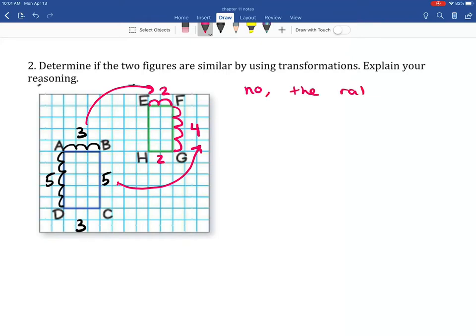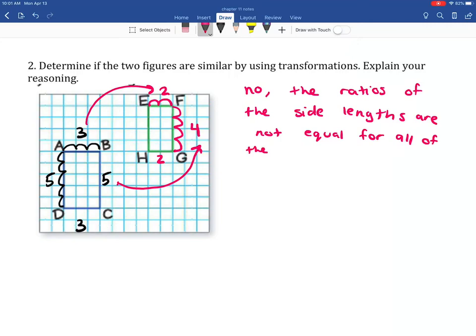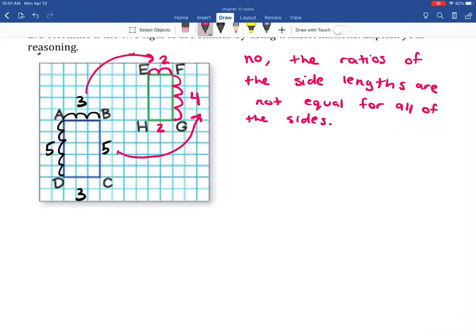The ratios of the side lengths are not equal for all of the sides. So scale factors, I'm looking for something to multiply. If I'm working backwards trying to find the scale factor, I can do the ratio, because the ratio means I have division. So if I say side AB, the side that goes with AB on the other figure corresponds with EF. So that gives me 3/2.